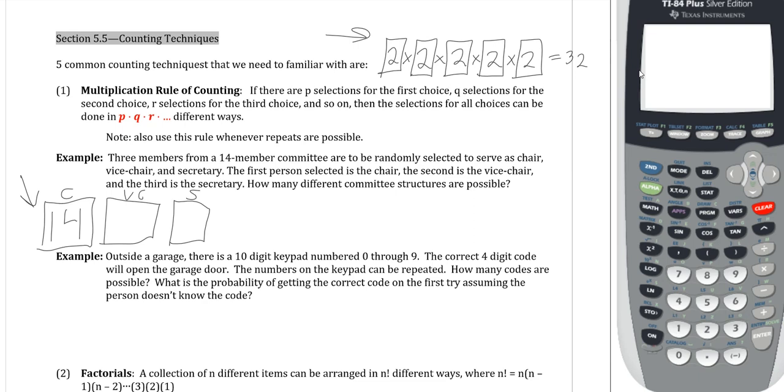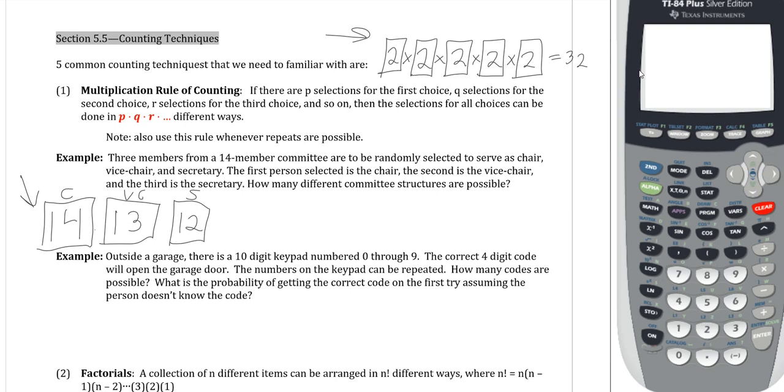Once the chairperson is selected, I have 13 different people I could select for the vice chair. Once the vice chair is selected, I have 12 people I could select for the secretary. In this case, unlike the previous example with the light switches, once one thing has been selected, it cannot be selected again. I cannot have one person hold multiple positions. It even says the first person is the chair, the second is the vice chair, etc. They are different people.